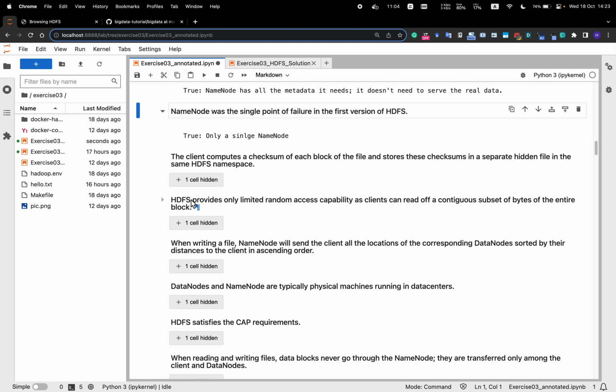True or false? Any takers? So the checksum is to guarantee the integrity of the data.